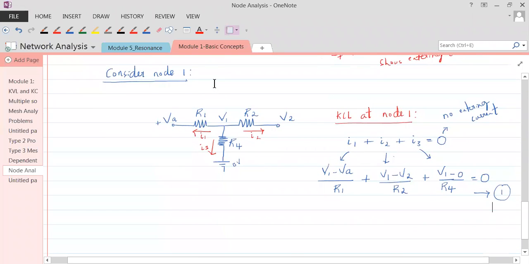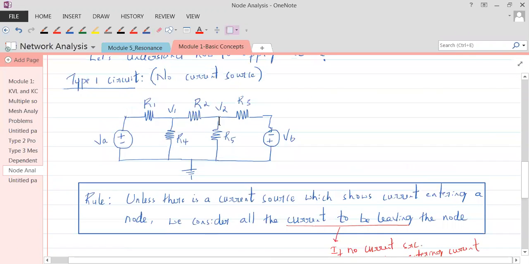Everybody copy that down fast. Consider node 2. Very important. If you see node 2 here, again there are three branches. One branch consists of R2, the other branch consists of R3 and VB, and the third branch consists of R5.